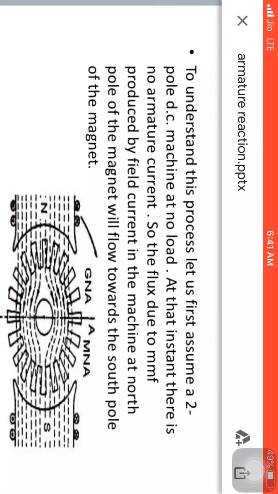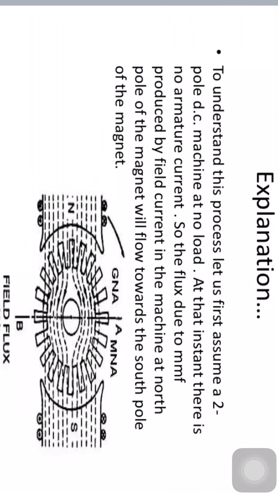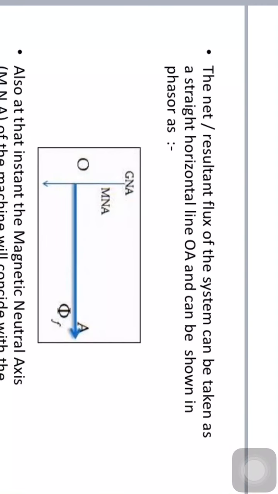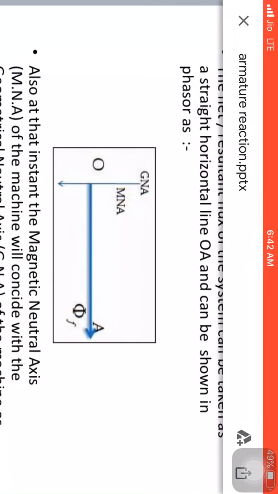Okay, in the figure we can observe the DC machine at no load. At that instant there is no armature current, so the flux due to the MMF produced by the field current in the machine will flow from the north pole of the magnet towards the south pole. Okay, this is the first condition. From this, the net or resultant flux of the system can be taken as a straight horizontal line OA and can be shown as a phasor.